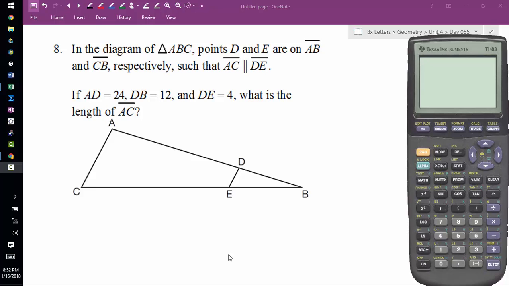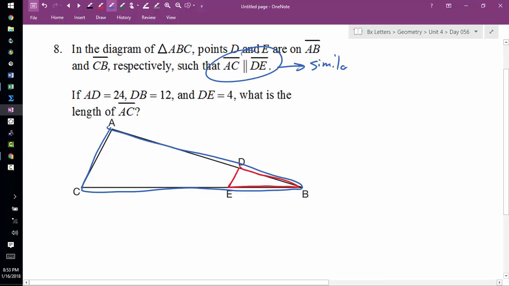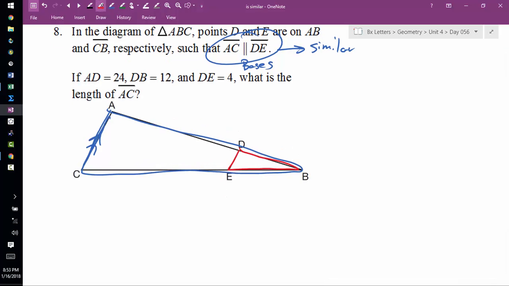Problem. Here is another overlapping triangle problem. We've got that small triangle here and this larger triangle here. And I can tell that they are similar from this fact. As soon as they tell me that the bases, AC, this base here, is parallel to the corresponding base, DE, that's how I know these shapes are similar.